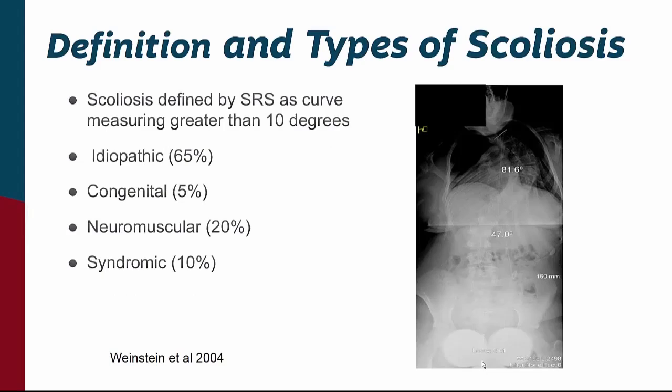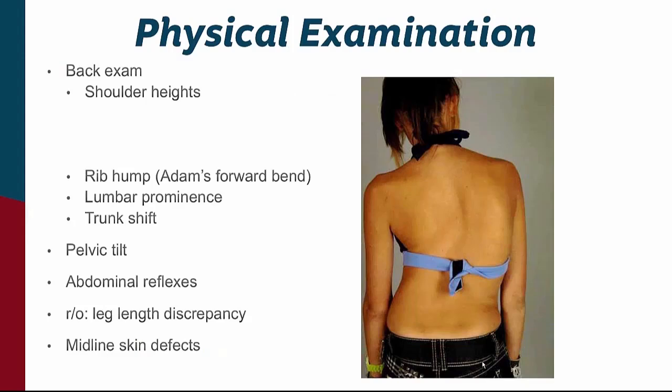So the Scoliosis Research Society defines scoliosis itself as 10 degrees of curvature on the coronal X-ray of a patient. And so you measure end vertebrae to end vertebrae, such as delineated by these green lines. You get a Cobb angle, which in this case measures 82 degrees. The most common subtype we see is idiopathic, accounting for about 65% of children, and then less commonly neuromuscular, syndromic, and congenital.